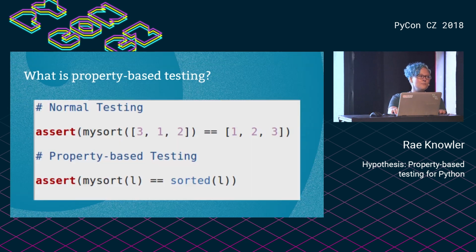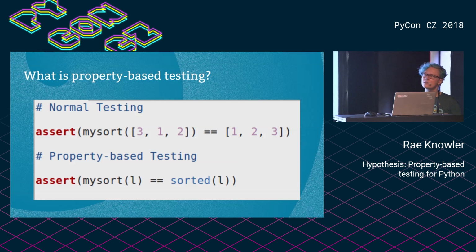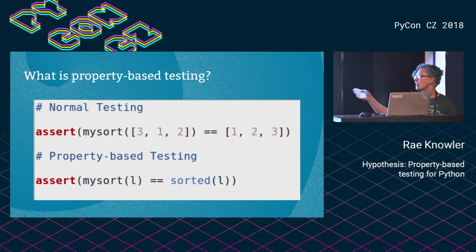Just to give you an example, because probably it's more clear if you see it on the screen rather than what I just said. In normal example-based testing, you might have defined a sorting algorithm, MySort, and you say, if I give it this particular array of integers, then I expect the answer to be this. I give it 3, 1, 2, I want 1, 2, 3 back. And in property-based testing, you would rather assert that my sort of any list should always be equal to the sorted list, just as Python defines it. And that's a property.